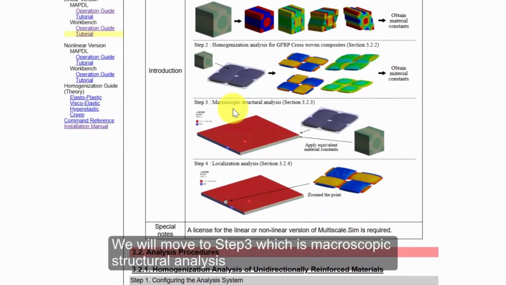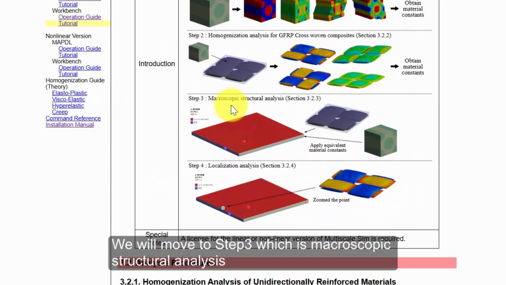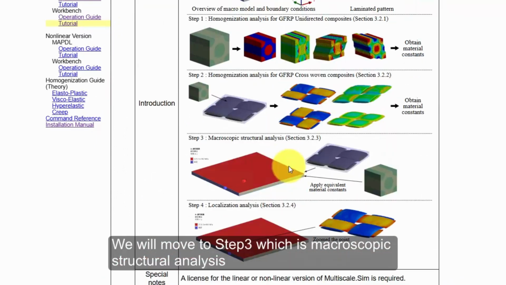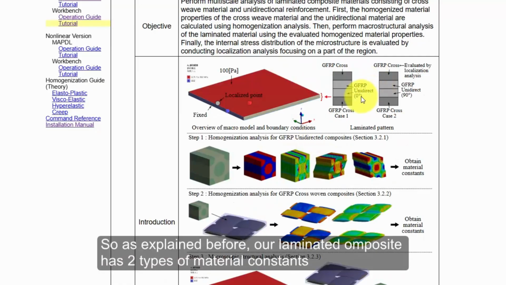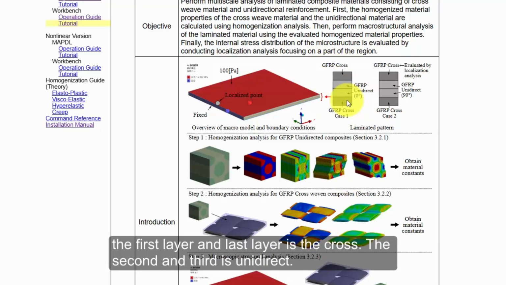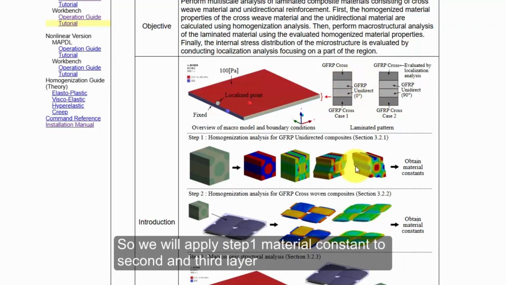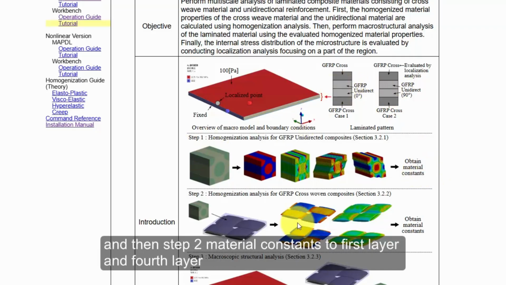We will move to step 3, which is macroscopic structural analysis. As explained before, our laminated composite has two types of material constants. The first layer and the last layer are the cross. The second and third are the unidirect. So we will apply the step 1 material constant to the second and third layers, and the step 2 material constant to the first layer and then the fourth layer.